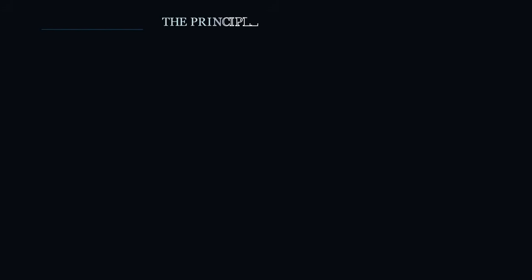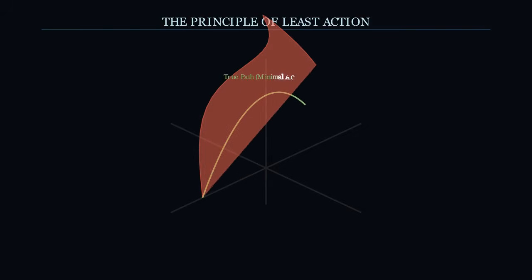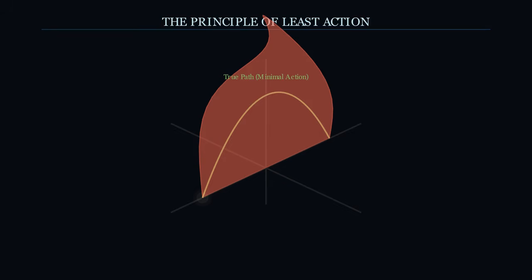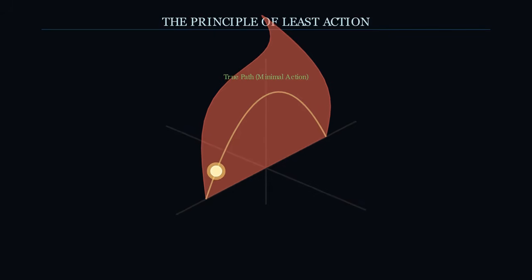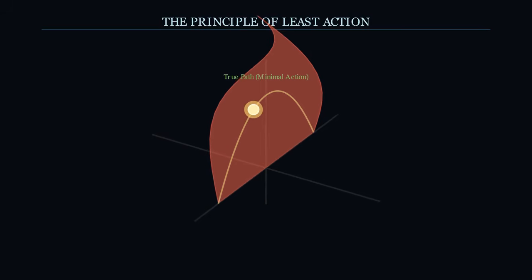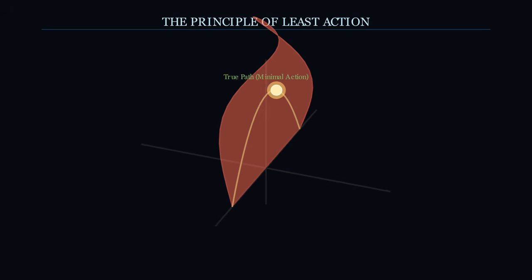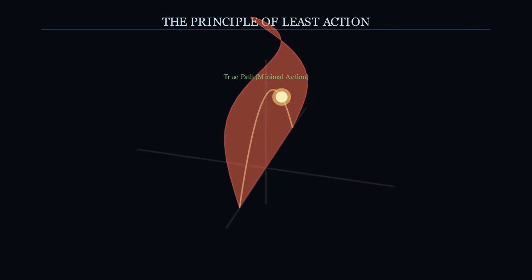Look at this tennis ball flying through the air. Out of the infinite paths it could take to get from your hand to the ground, it chooses exactly one perfect parabola. Why this specific curve? It is not because of a force pushing it moment by moment, but because the ball is solving a global optimization problem in real time. It is selecting the path that minimizes a physical quantity called action.